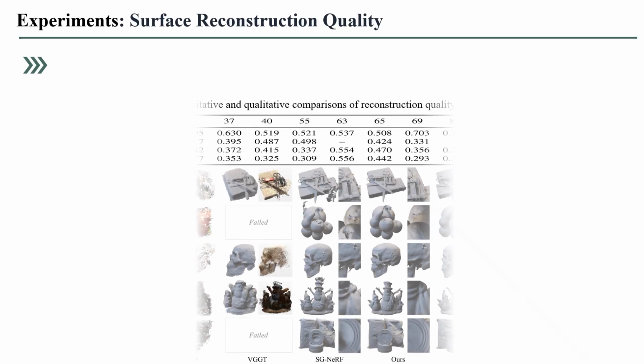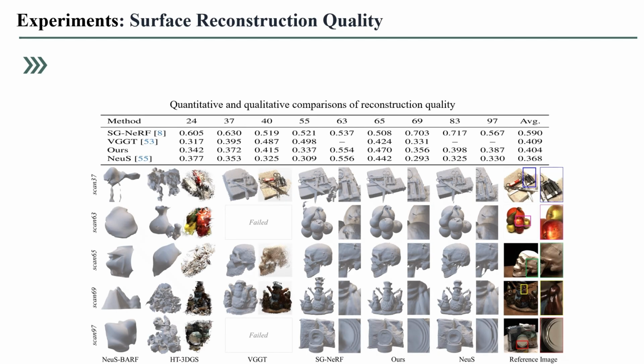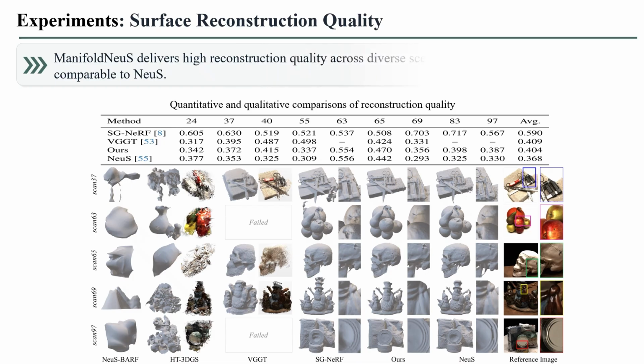This slide evaluates reconstruction quality. The results show that more accurate pose estimation leads to better geometry reconstruction. Baselines with unstable poses produce noisy, incomplete, or distorted surfaces. In contrast, our method recovers more complete and coherent geometry.